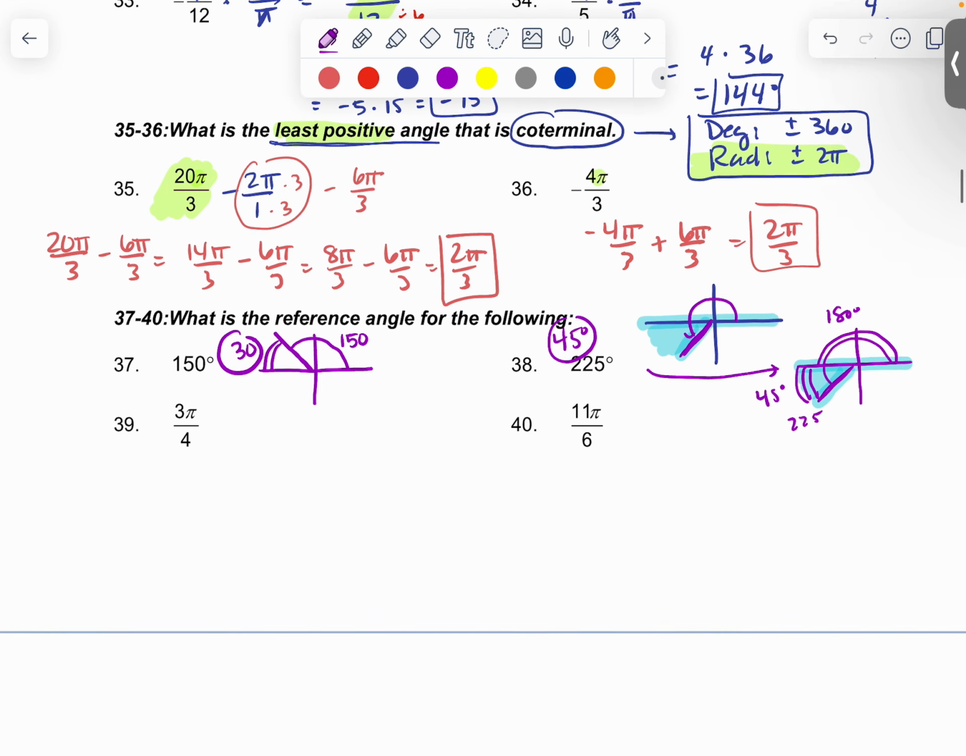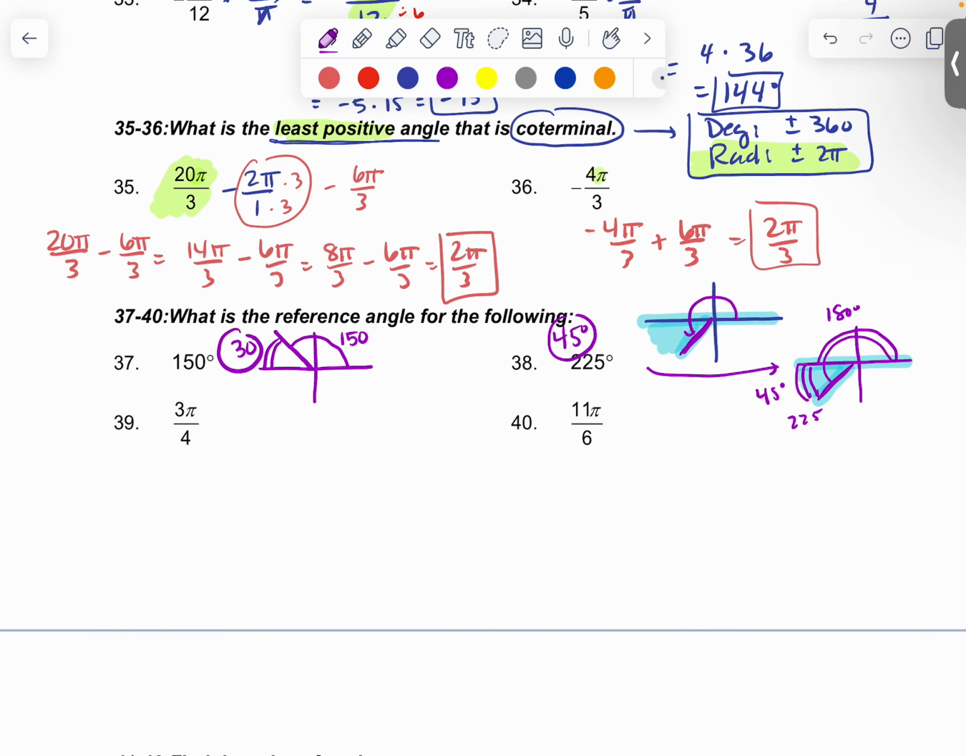And then these are super simple. If it's pi over 4, pi over 6, or pi over 3, here's your reference angle. It's just pi over 4. Here's your reference angle. It's just pi over 6.